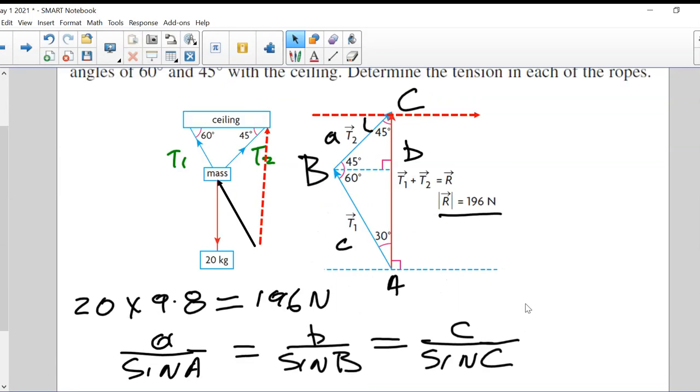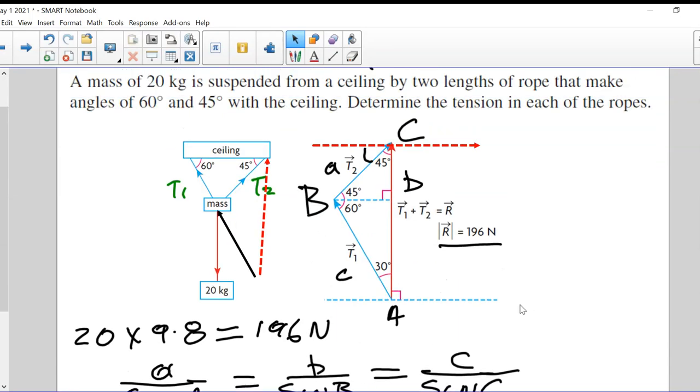Look at the diagram again, and you tell me which side do we know and which angle opposite to it that we also know, because we have to use that to figure out what our T1 is. We're going to focus on T1 first. Can anybody tell me what that is? Side and angle. You tell me. I've labeled all the sides and all the angles. What side do we know?